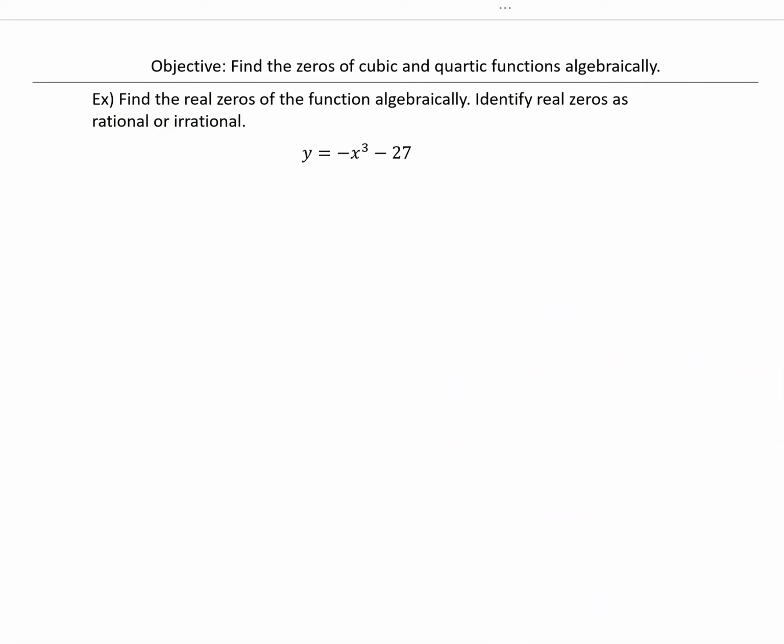So here's a similar one. Here we have a y equals instead of an f of x equals. It is also a cubic function. So to find the zeros of this function, we're looking at understanding that we're looking for values of x that create a y value of 0.